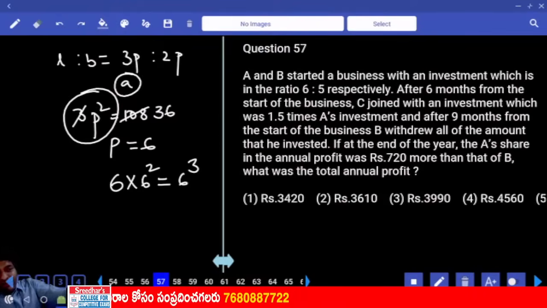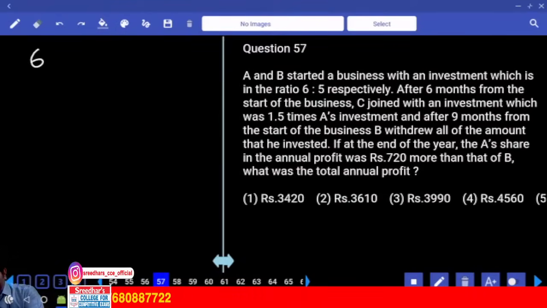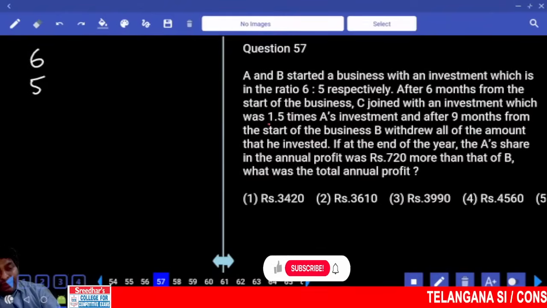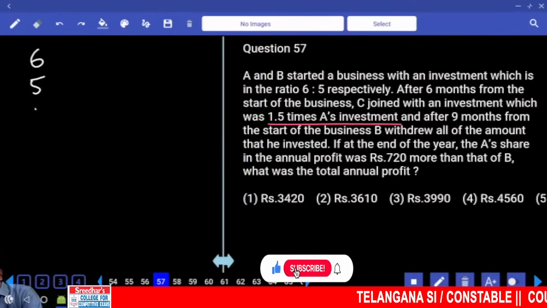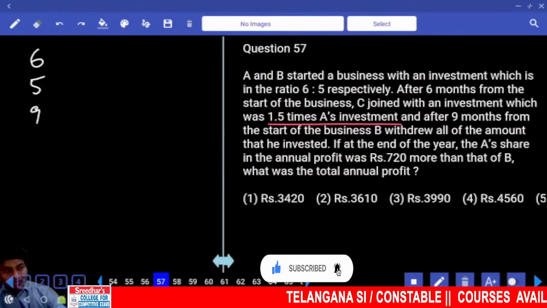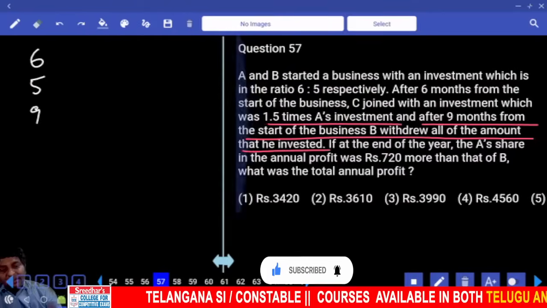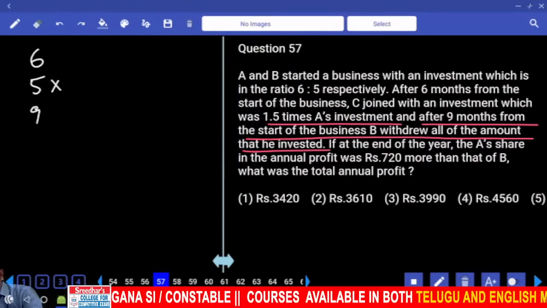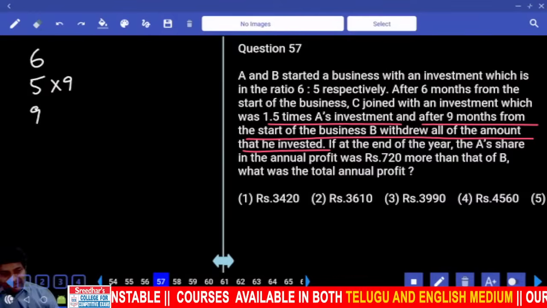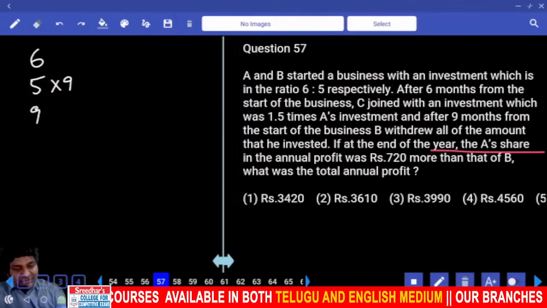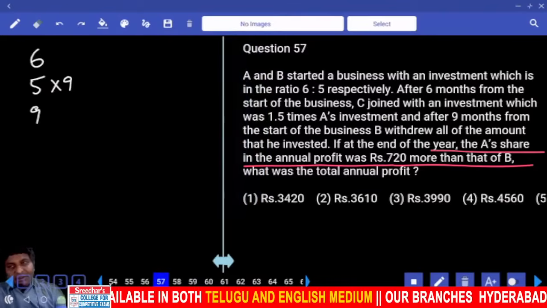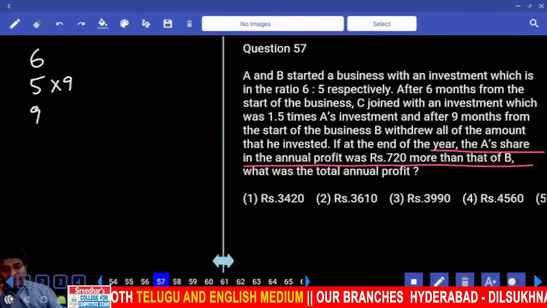A and B started a business with an investment which is in the ratio 6:5. After 6 months from the start of the business, C joined with an investment which was 1.5 times of A's investment, that is 9. After 9 months from the start of the business, B withdrew all of the amount that he invested. So B is there in the business for only 9 months. If at the end of the year A's share in the annual profit was 720 more than that of B, what was the total annual profit?